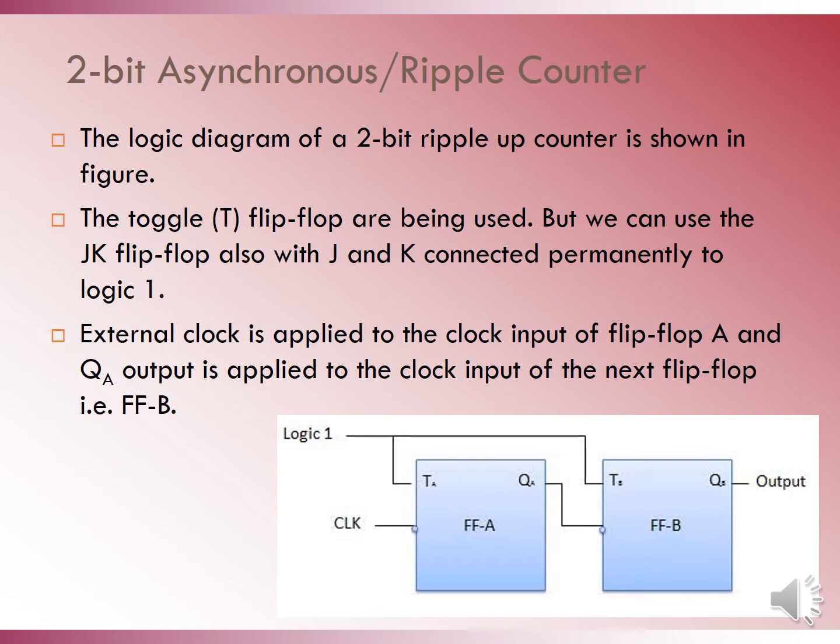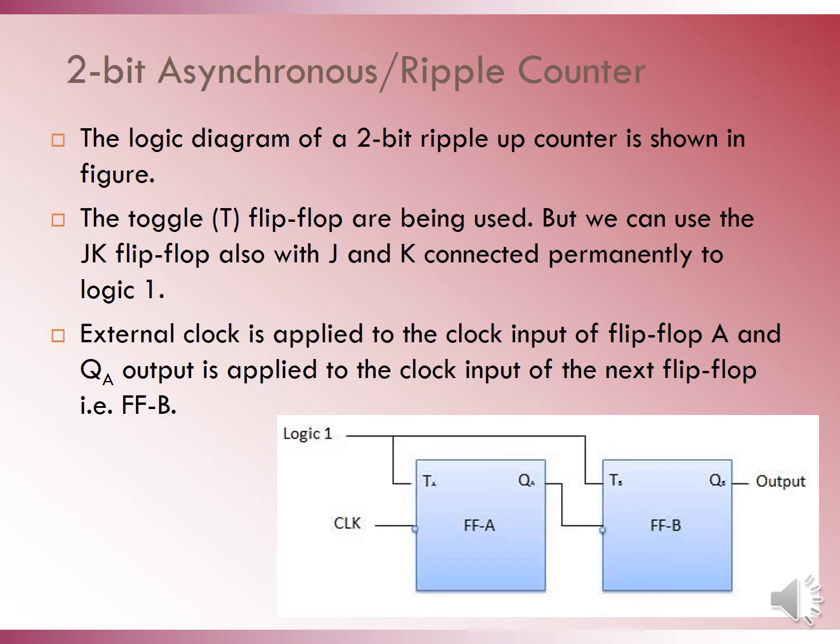So, the diagram over here shows the logic diagram for a 2-bit ripple counter. As you can see, it is made up of two T flip-flops, namely TA and TB. Both the T flip-flops are connected to logic 1, or we can say that they are configured to be in the toggle mode. The external clock is applied only to flip-flop stage A, and the output of A goes as clock to the next flip-flop, that is flip-flop B. To understand the operation, initially let us assume that the output of both flip-flops are 0, 0, that is QA QB equals 0, 0.